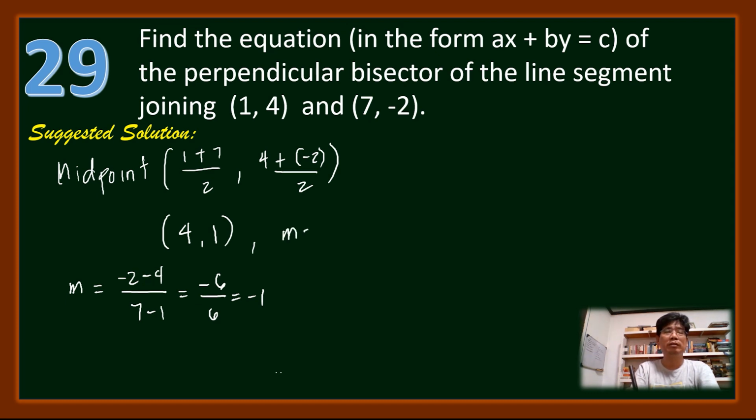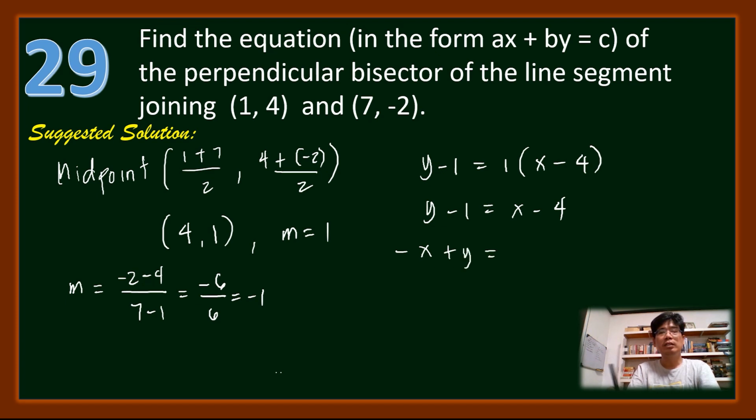that is 1. To find the equation of this perpendicular bisector, we're going to use the point slope form. y minus y sub 1 is equal to the slope times x minus x sub 1. Then we have y minus 1 equals x minus 4. Negative x plus y equals negative 4 plus 1. This is negative 3. The first term of the line must be positive. So we have x minus y equals 3.